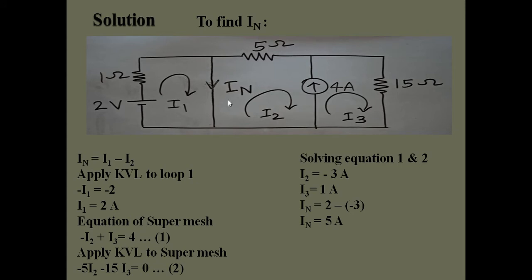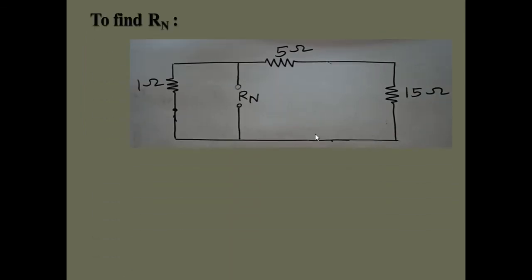For that, we'll replace this branch with an open circuit and name it as RN. We'll replace all current sources with open circuit and all voltage sources with short circuit. So the rearranged circuit will appear like this. Here, to calculate the value of RN, these two resistances are in series and their series combination is in parallel with 1 ohm. So RN will be equal to 5 plus 15 in parallel with 1, that is 20 parallel 1. So our final answer is RN is equal to 0.952 ohm.